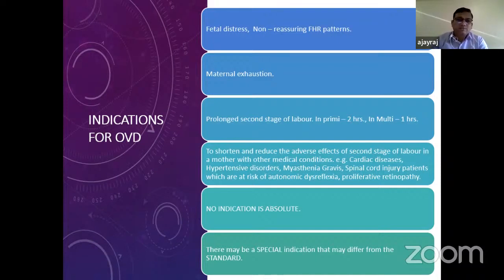These are examples. But the important thing is that no indication is absolute, and it can differ from patient to patient. If the clinician thinks that it is the time for an operative vaginal delivery, then he can opt for it. That is the choice of the clinician.